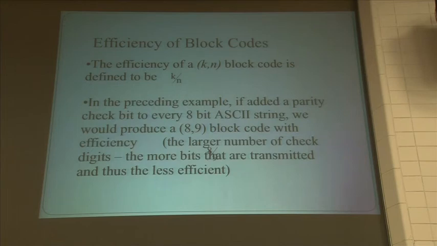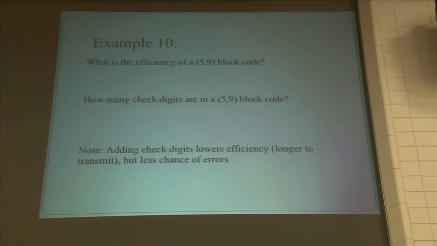So if you have an (8, 9) block code, its efficiency would be just 8 over 9. The more check digits you add, the more bits of information you're transmitting, which means it will take longer to transmit. Make sense? It takes longer to add more stuff. Okay, let's apply this. What's the efficiency of a (5, 9) block code? 5 over 9. That's it.